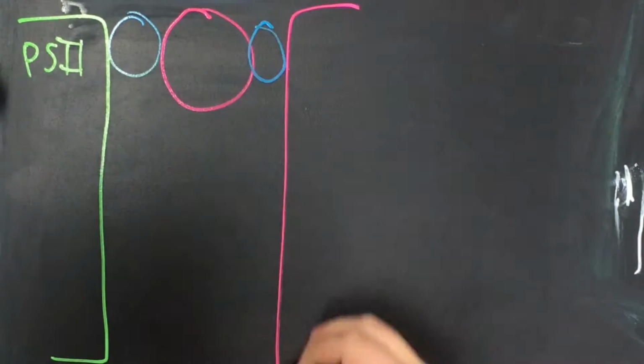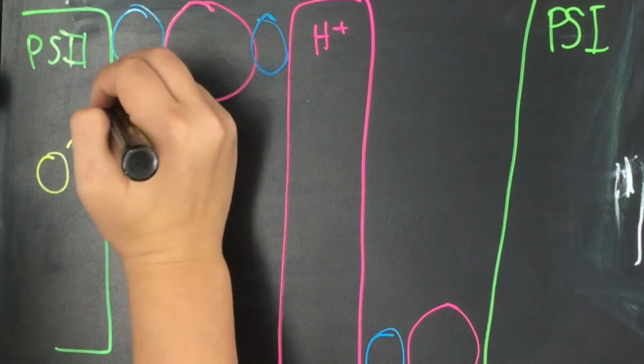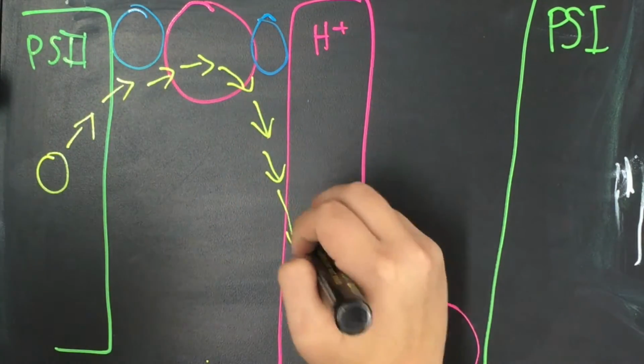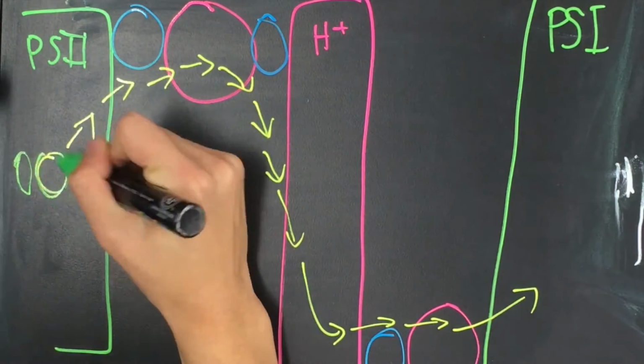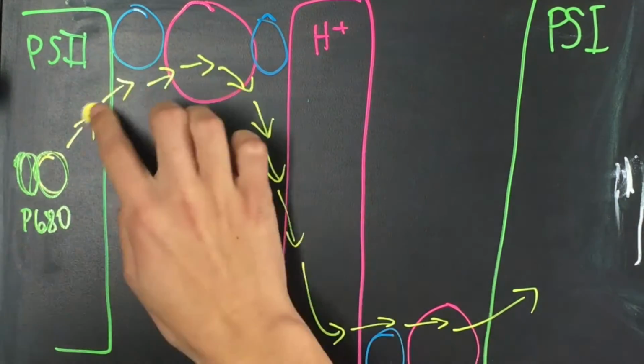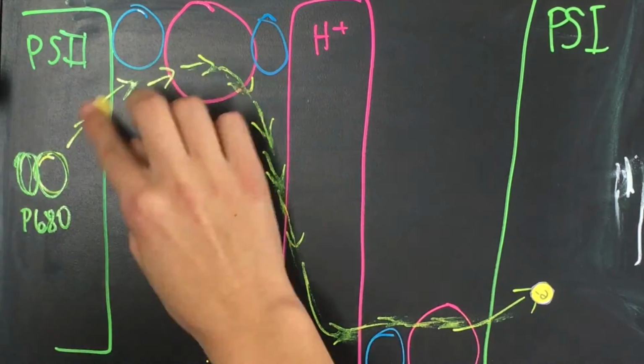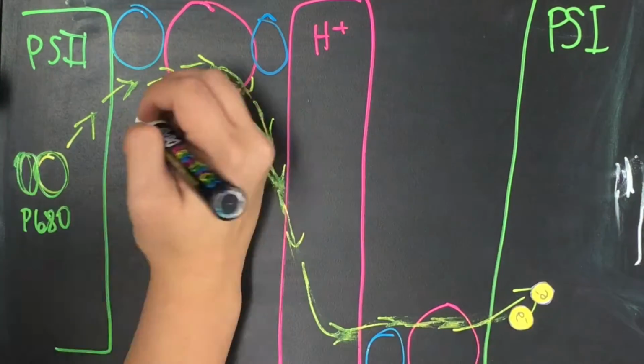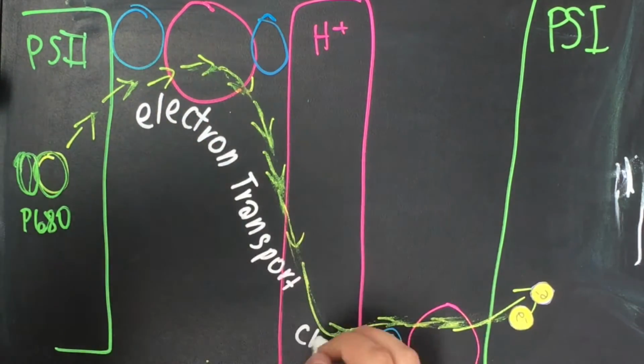Excited electrons travel through the first electron transport chain between photosystems 1 and 2. The energy-rich electrons move through the cytochrome complex and make their way to photosystem 1 while simultaneously pumping hydrogen ions into the thylakoid space from the stroma on the other side of the membrane. This will come into play later with ATP synthesis.